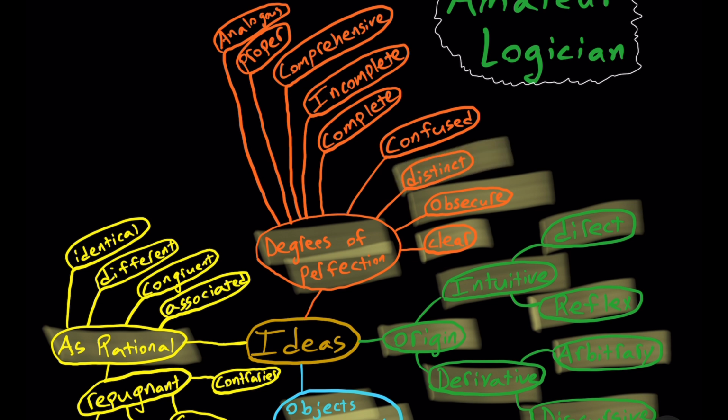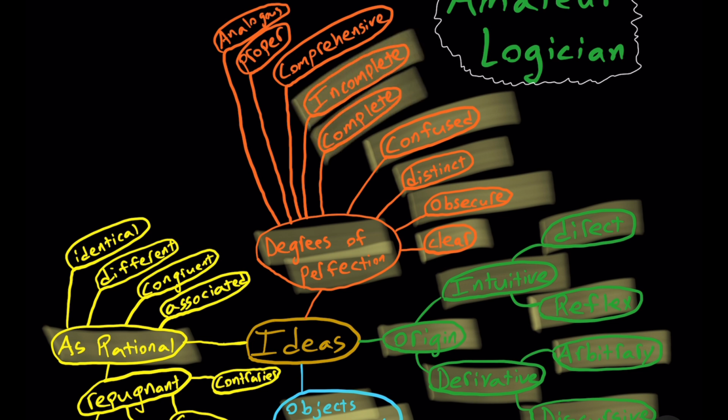A distinct idea is not only clear, it's an idea in which the notes or characteristics of that idea are sharply distinguished from each other. In contrast, a confused idea is where these notes or characteristics are not so. Next, let's compare a complete idea with an incomplete idea. A complete idea contains all the notes of the object in question, whereas an incomplete idea is not so. A comprehensive idea is both clear and complete. It is an idea where we have full knowledge about it.